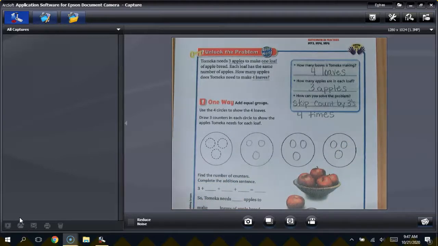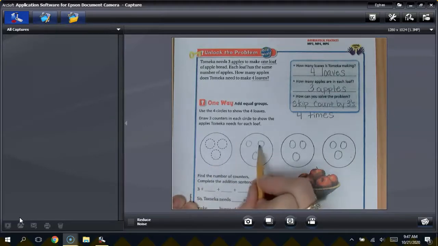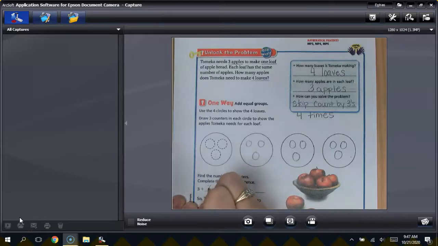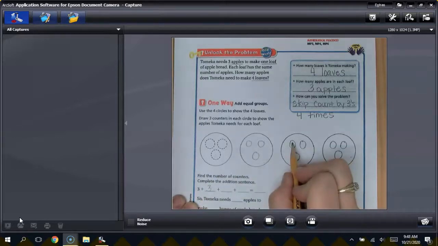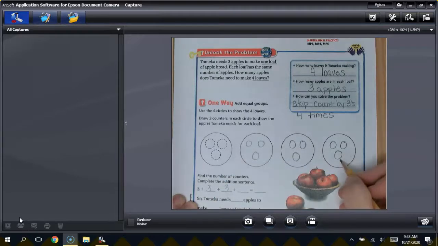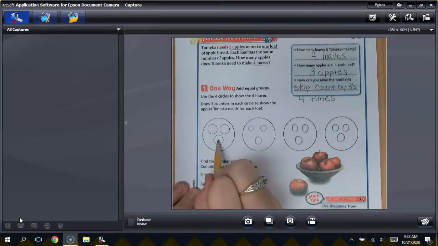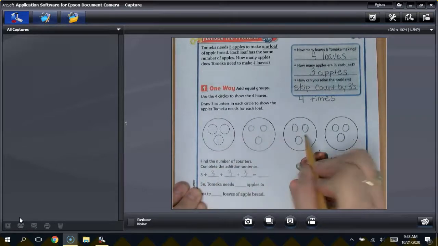Now, I need to find the number of counters. Here's how you can see that addition is related to multiplication, because all I have to do is add each one of these counters. I have 3 in my first loaf, another 3 in my second loaf, another 3 in my third loaf. And how many do I have in my fourth loaf? 3. All we did, boys and girls, is add 3 plus 3 plus 3 plus 3.